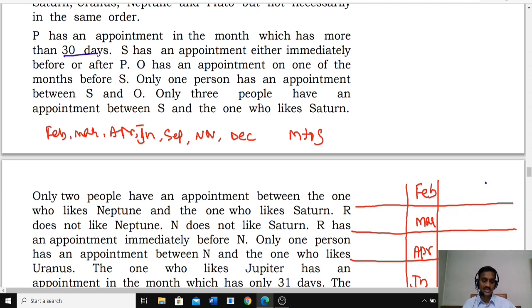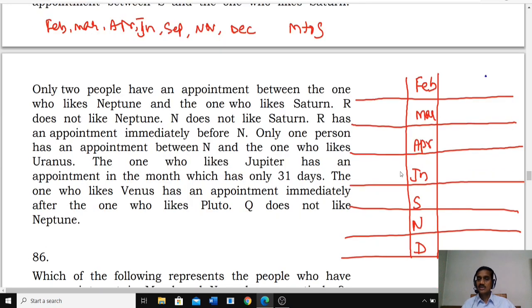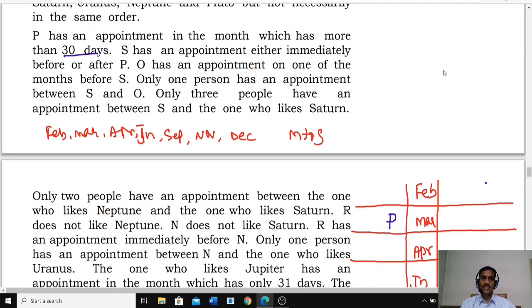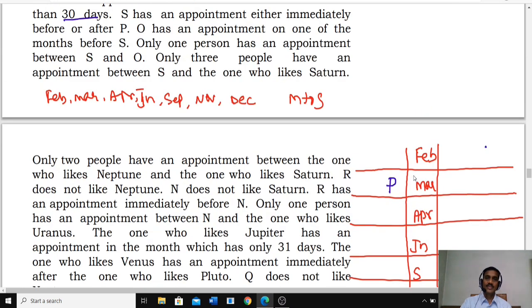P has more than 30 days. For more than 30 days, we have 2 different possibilities, more than 30 meaning 31. So P must be in December or in March. Now P has the month of either March or December. And S has an appointment either immediately before or immediately after P. In the second case S is fixed, since there is no chance of being immediately after, so S is immediately before P.